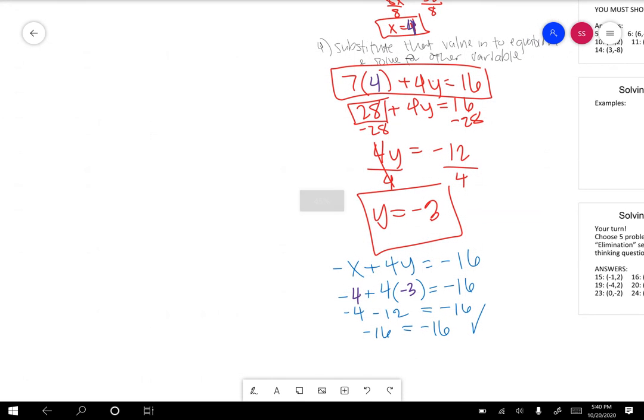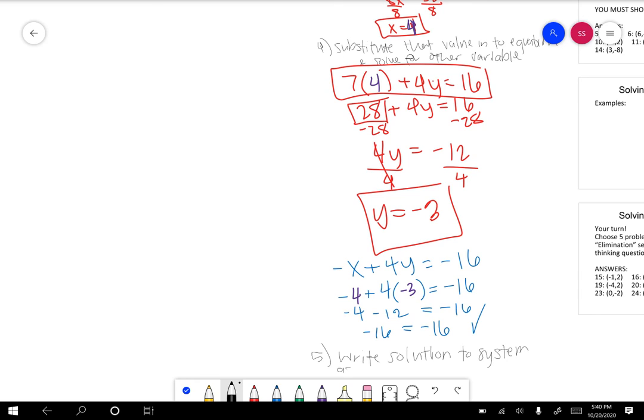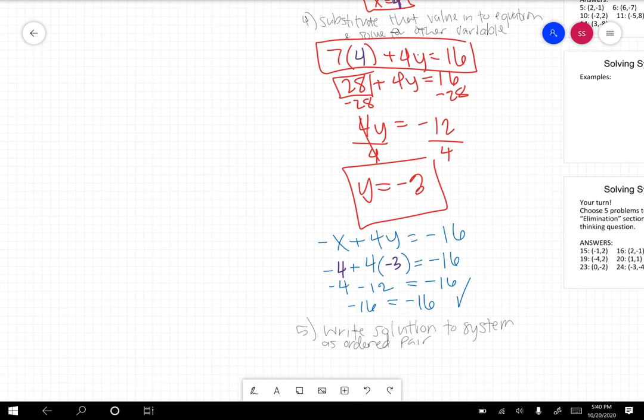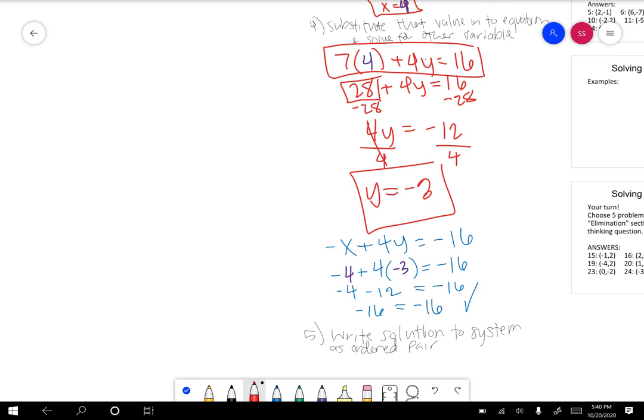All right. So the final step then is to write your answer. Write solution to system as ordered pair. Okay, I'm just laughing at myself right now. So that's going to be your x and y in parentheses there. We know our x is 4, we know our y is negative 3, and there's our solution.